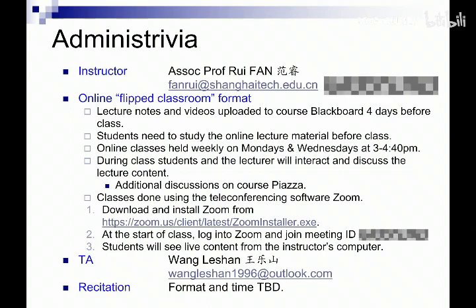In addition to the lectures, we have a TA for the class. His name is Wang Leshan, and his email address is given below. The TA will also be able to answer questions from the students. In addition, the TA will hold recitations, maybe once every 2 weeks or so. The recitations are designed to answer questions about the problem sets. Each time you submit a problem set, we'll have a recitation the following week. The format and time for the recitations is to be determined, and we'll let you know how that goes.